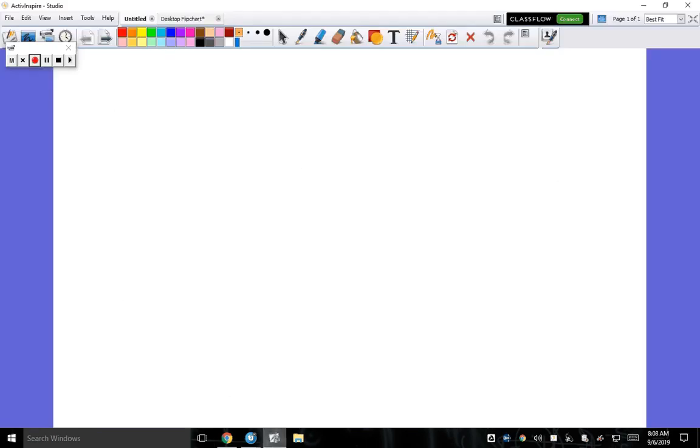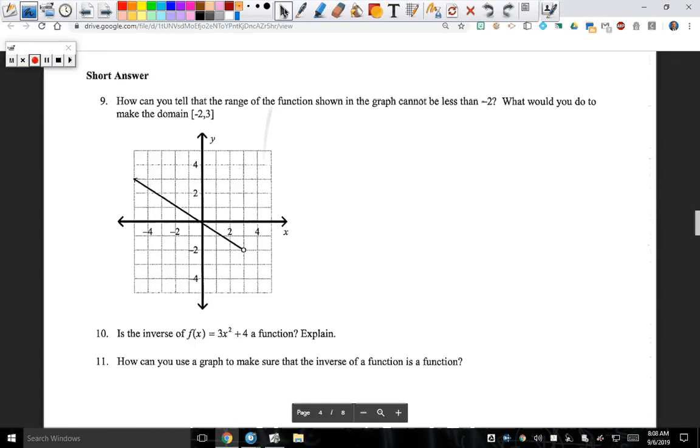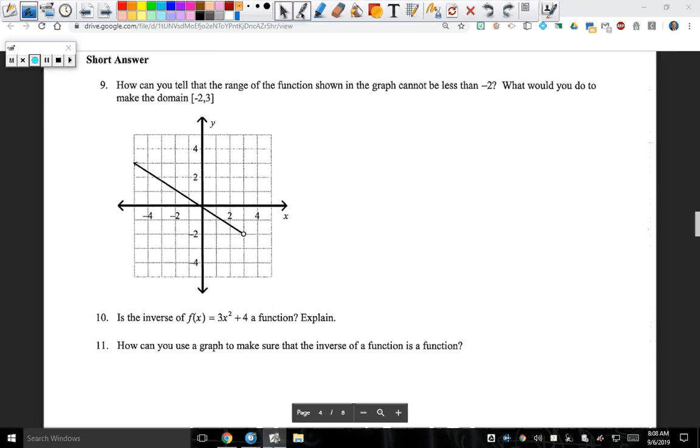All right, so let's keep going. Number 9. How can you tell that the range, y values, of the function shown in the graph cannot be less than -2? And what would you do to make the domain -2 to 3? So domain is x values from -2 to 3. Okay, so how can you tell that the range of the function shown in the graph cannot be less than -2?